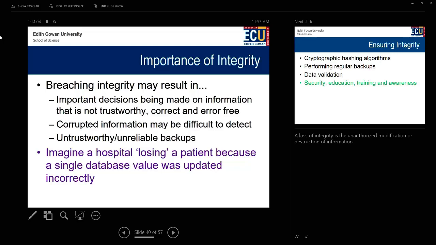It can affect the values. It can affect the patients. It can affect your medical records. It can affect your user record at university. It can affect your tax returns. It can do anything, you know. So that's why integrity is one of the major aims of security.